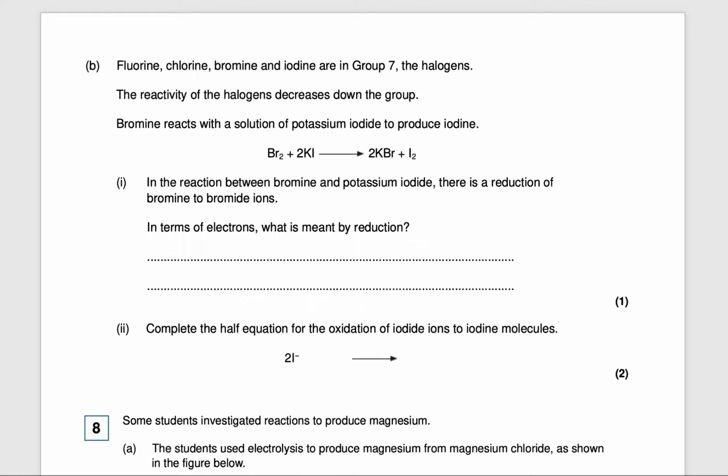In terms of electrons, what is meant by reduction? Reduction, remember OIL RIG, is the gain of electrons. So reduction is the gain of electrons. And that's going to be worth 1 mark.